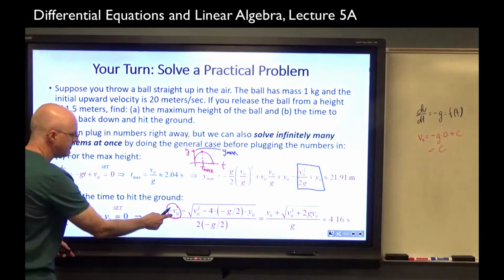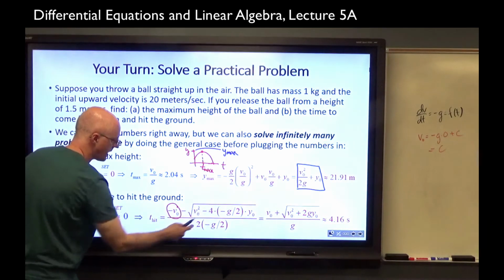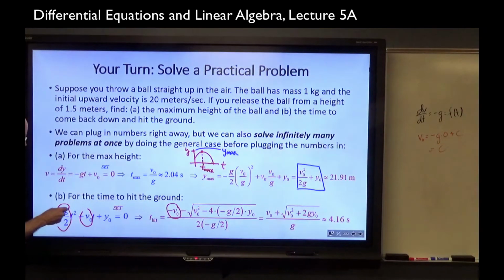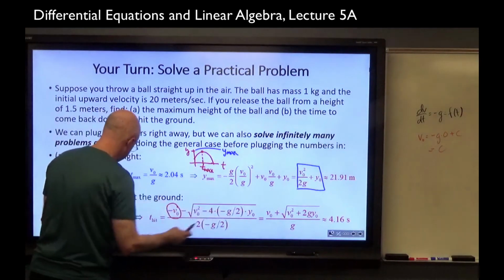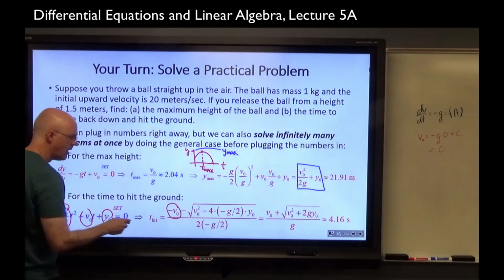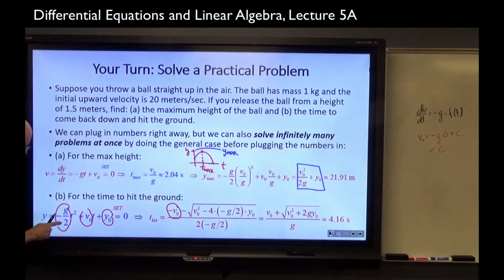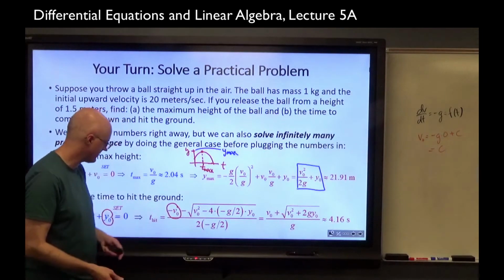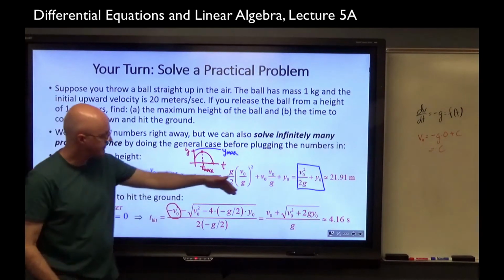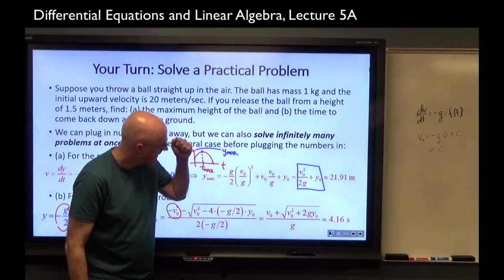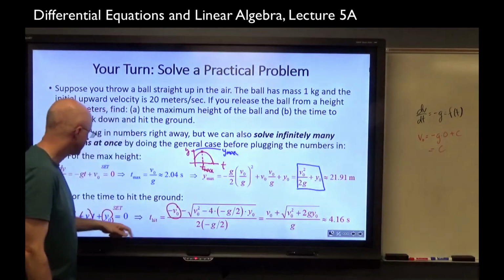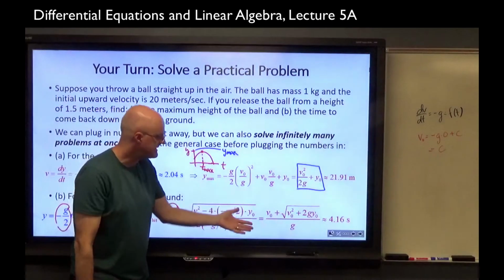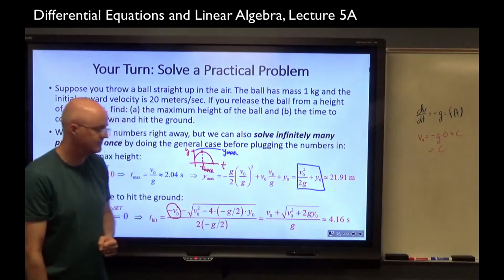So that's negative b minus, in this case, square root of b squared minus 4ac. A is the coefficient of t squared, negative g over 2. C, the constant term, is y0. All over 2 times a. A, again, is negative g over 2, so I get a negative g over 2 there. And again, the negative signs cancel out, leaving me with plus signs. This is how the time when it hits the ground depends on v0 and g and y0.